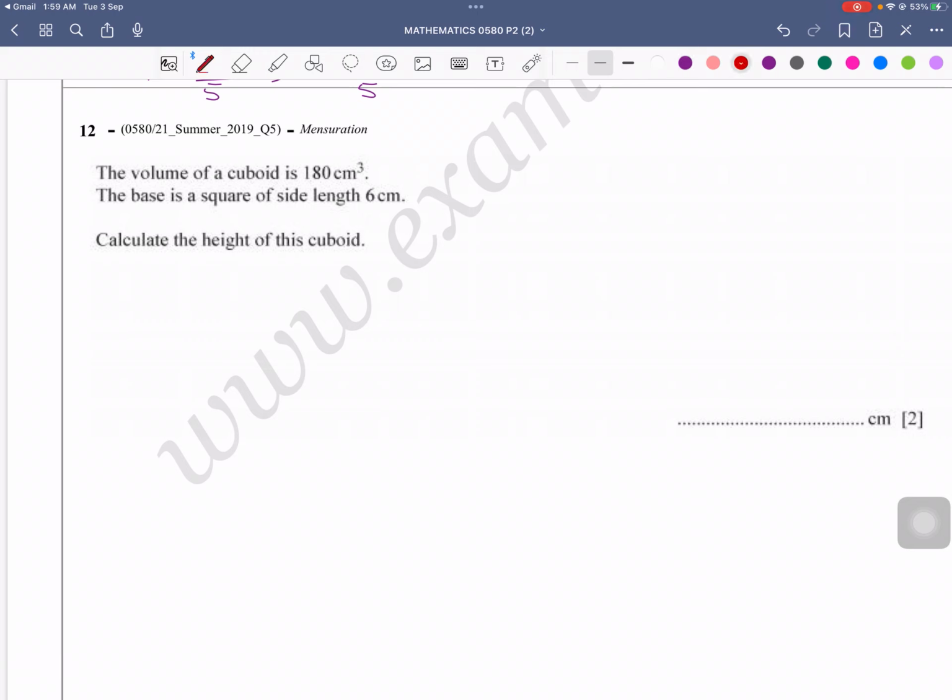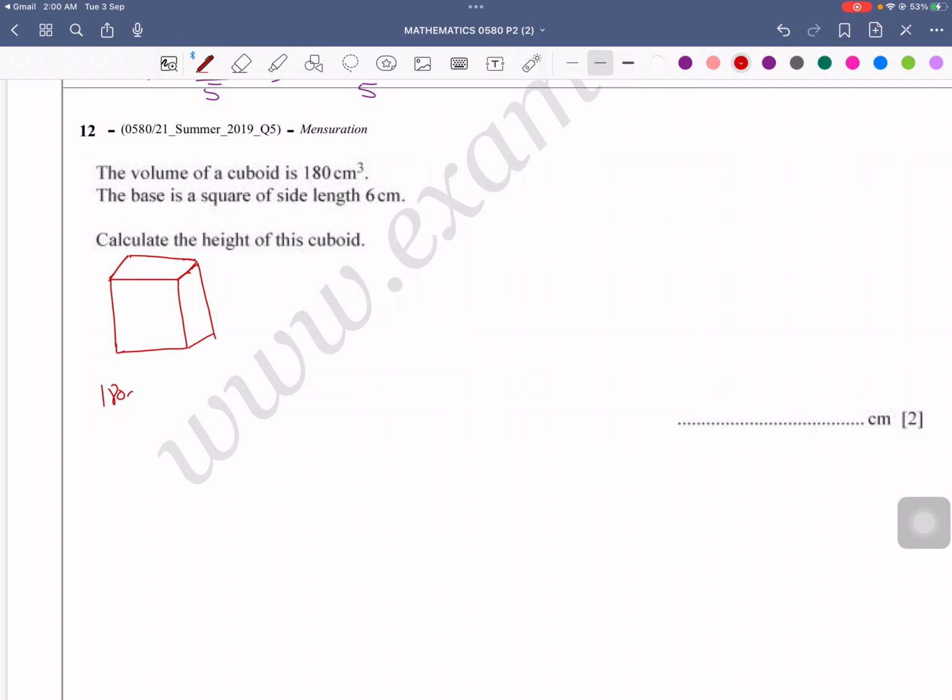Now we need to find the height of a cuboid. They've given us the volume and the square side length, right? So what is a cuboid? A cuboid is basically a 3D square, a square that has, this is a square, right? And a cuboid is a square but like this. A three-dimensional square, right? Pardon my drawing, not my best asset. It's a 3D figure like this, with a square as its base.